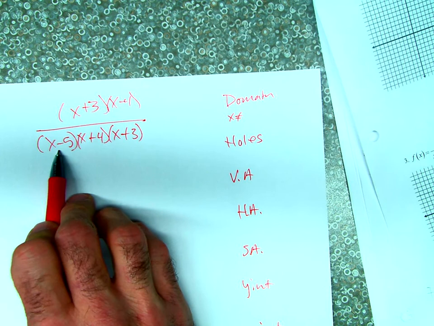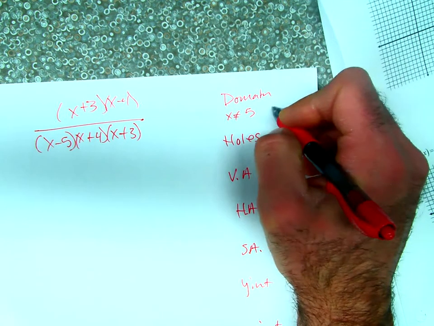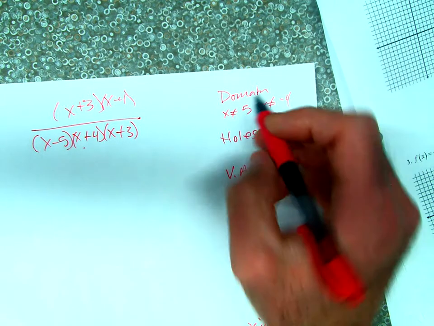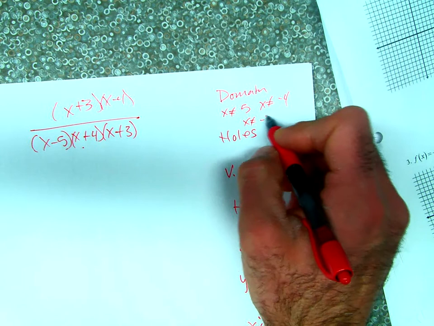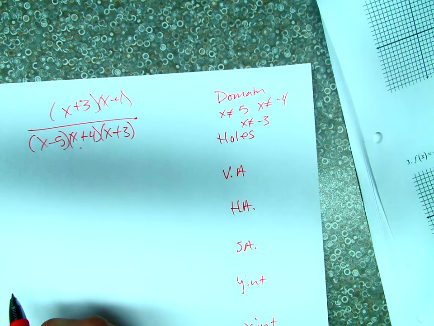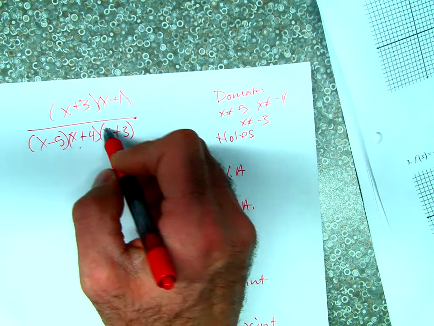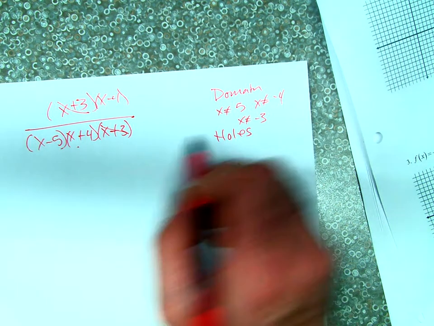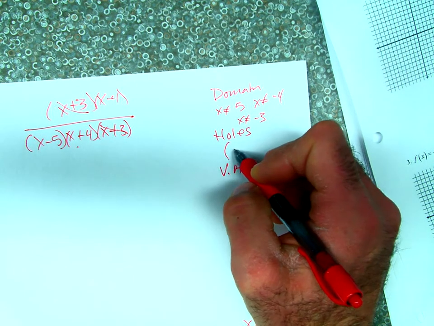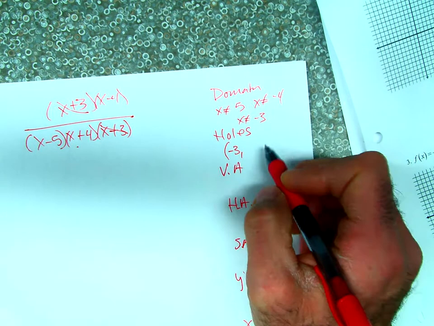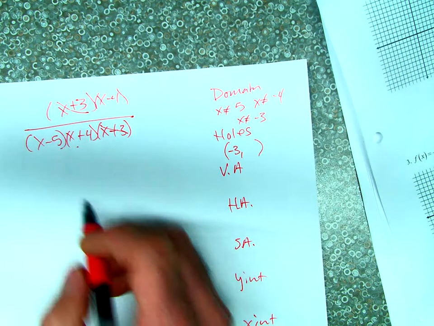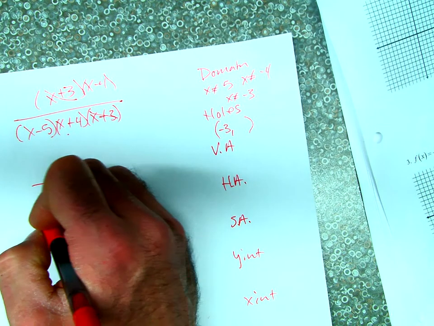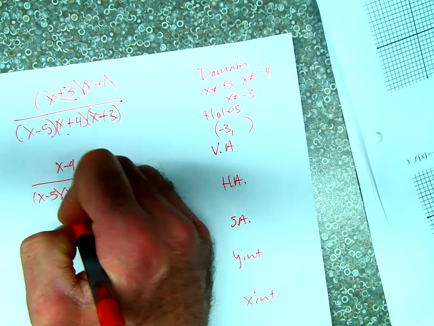x cannot equal what for this one? 5, good. x cannot equal -4, and x cannot equal -3. Does anything die? Are you sure? x plus 3 dies. What does the dead stuff tell us? So what is the x value of the hole? -3, good. Now I need to write the reduced form: x minus 4 over x minus 5, x plus 4.